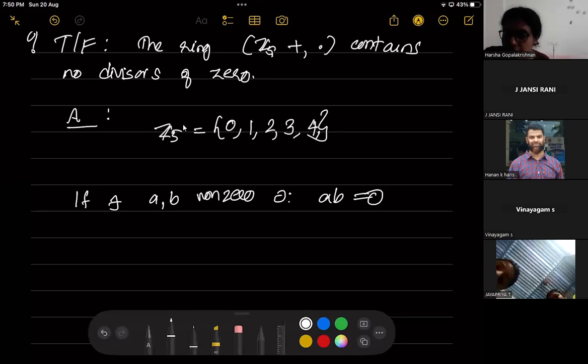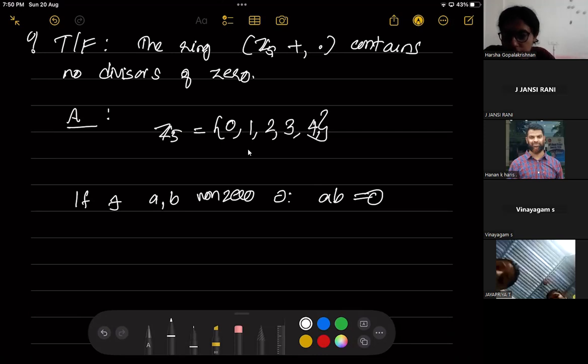Basically, what happens here is, it is Z5. If two elements are multiplied and it becomes 0, it should be a multiple of 5. Suppose A and B are such that AB equals 15 or something, then it will become 0 here, right? But no two elements, if I am multiplying, will give a multiple of 5.